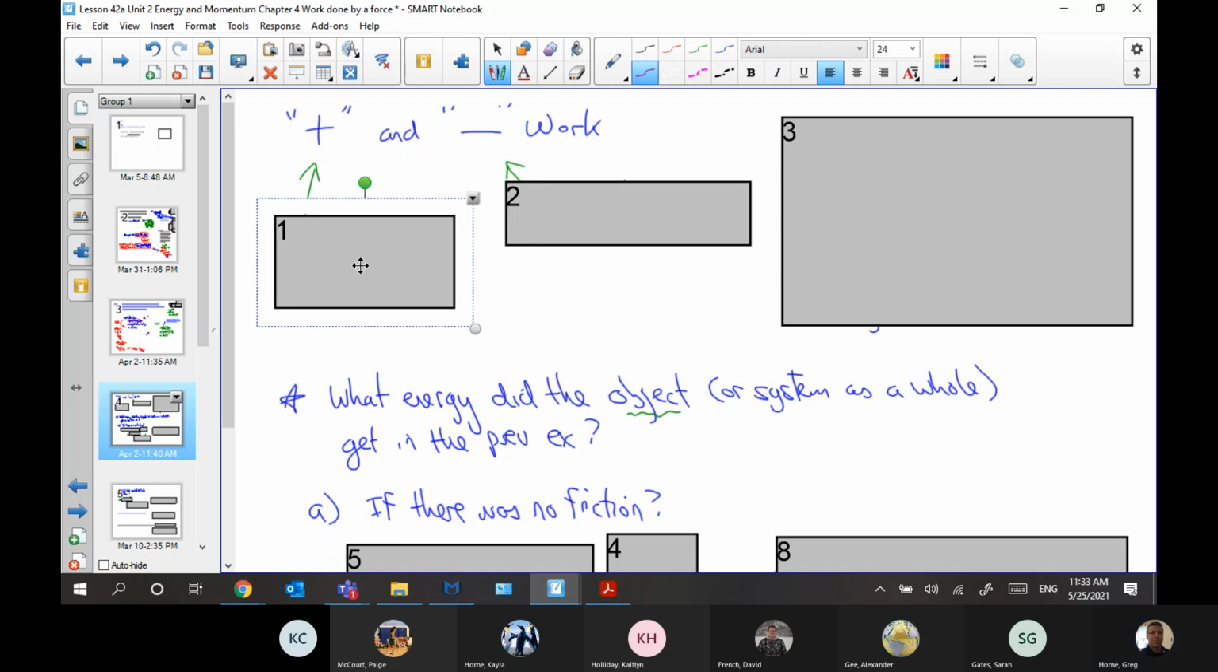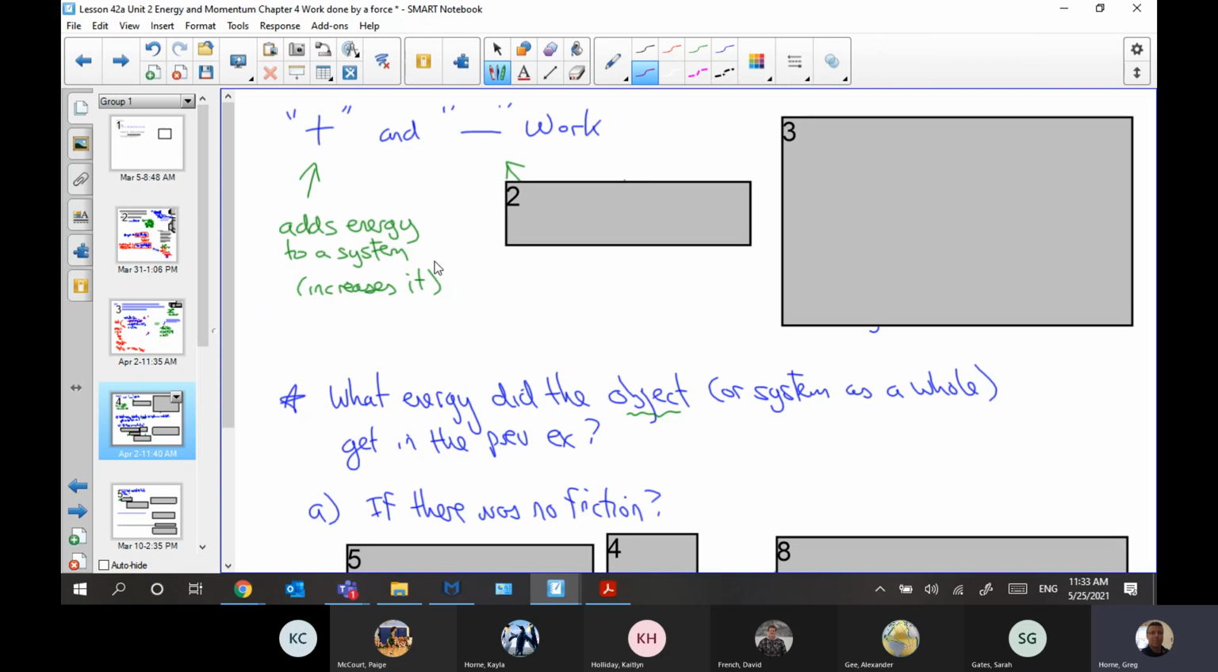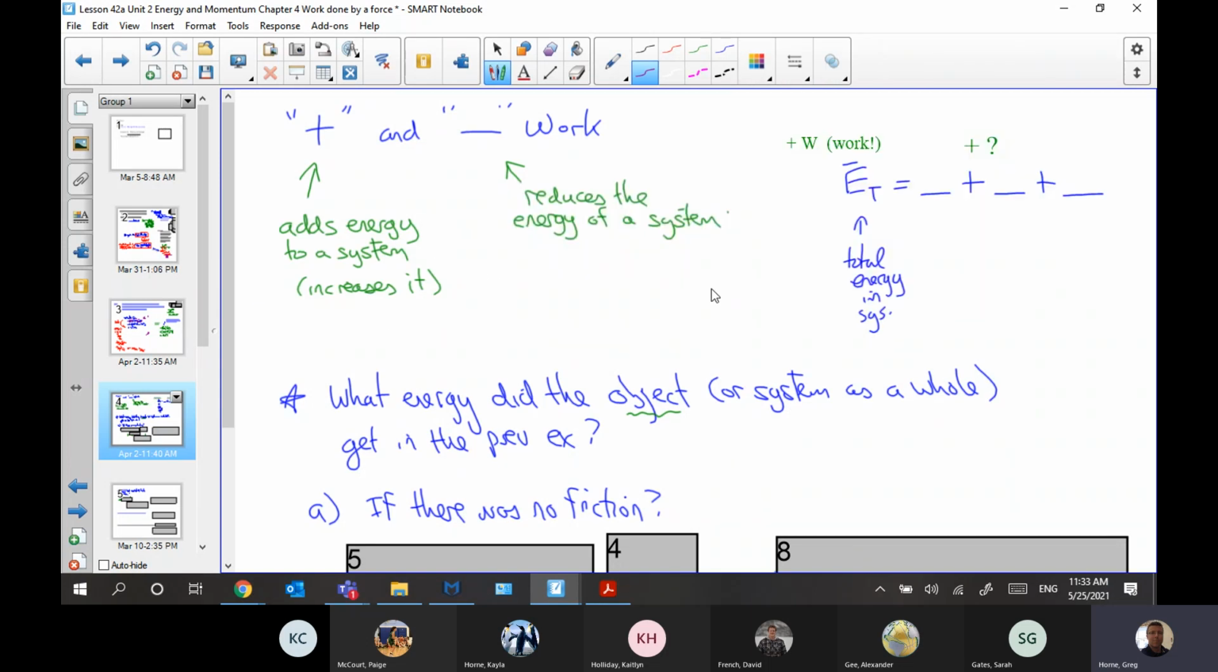All right. Throw the brakes on if you need, but the idea of positive and negative energy in a system, right? If we're looking at the total energy in a system, we can add up all the different kinds of energies, and you might have a positive, like you've added energy to the system, or you might have a negative, saying the energy left the system, went to a different part of the system or transferred to a different part, right? So what energy did the object, or the system as a whole, have in the previous example?